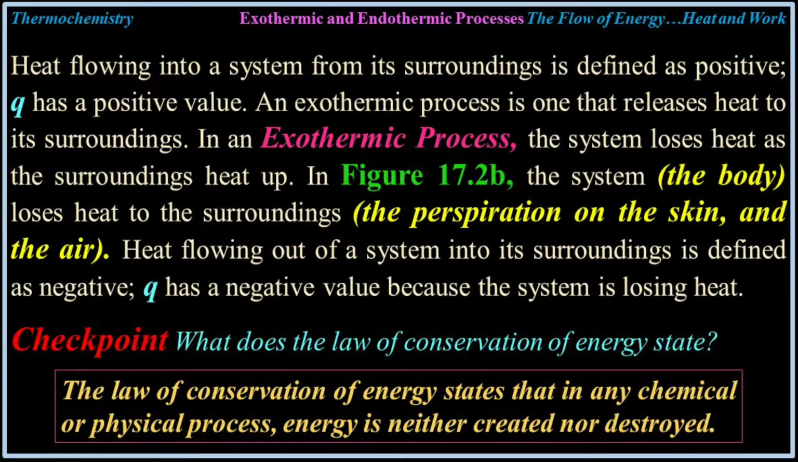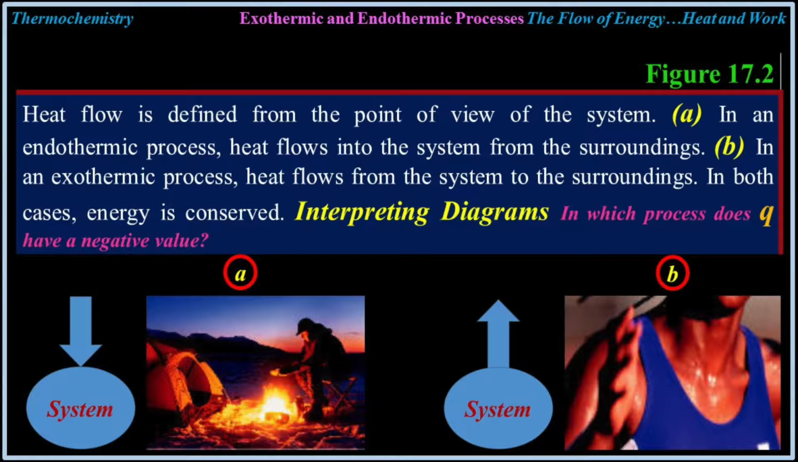Now remember, from the body's point of view, when you're cold, that's exothermic. The body is losing heat. When you're hot, that's endothermic. The body is gaining heat. When you sweat, you're getting rid of that excess heat. You're trying to cool down. So the sweating is exothermic. So you can think of it in a sense that you have this equilibrium between heating and cooling relative to the body. Heat flow is defined from the point of view of the system.